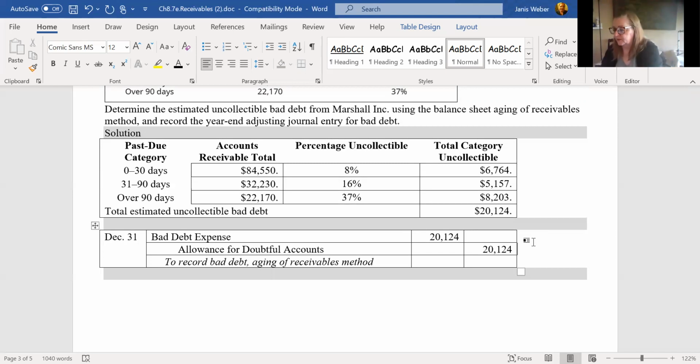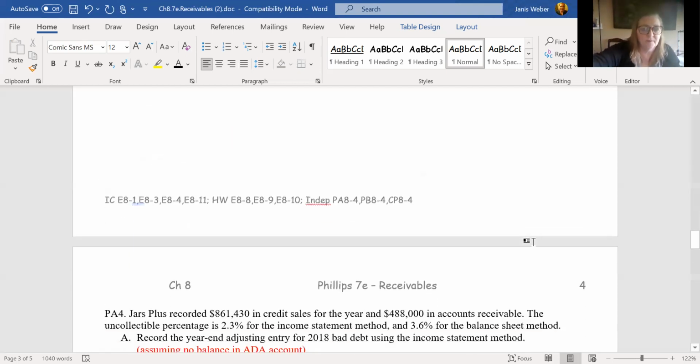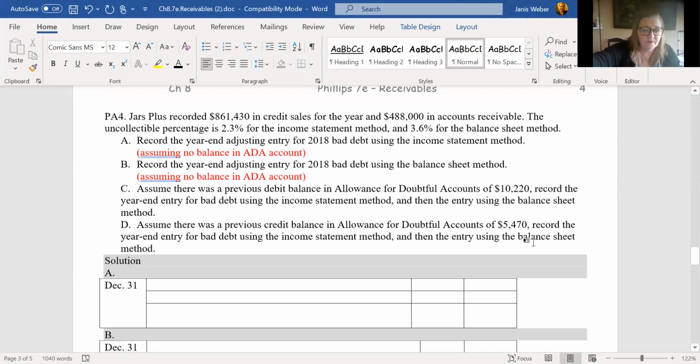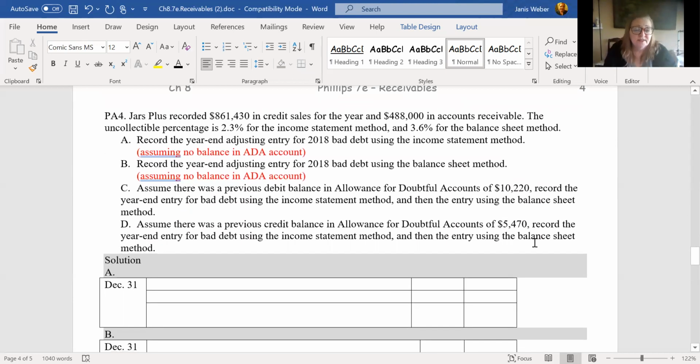All right. Let's see what else we got. We have just one more that's got several transactions in it, and then we'll talk about one more topic on this chapter. P4. This is JARS Plus. They recorded $861,430 in credit sales for the year and $488 in accounts receivable. The uncollectible percentage is 2.3% for the income statement method and 3.6% for the balance sheet method.